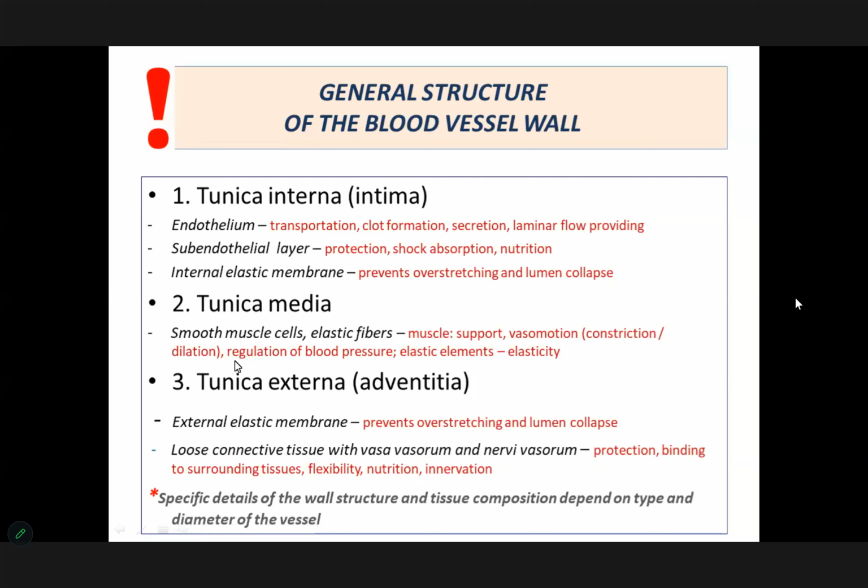Also, smooth muscles regulate the blood pressure inside the vessel because they can contract. When the smooth muscle in the vessel contracts, the blood pressure increases. When the tunica media with smooth muscles relaxes, then blood pressure drops. It's about the smooth muscle cells in tunica media.